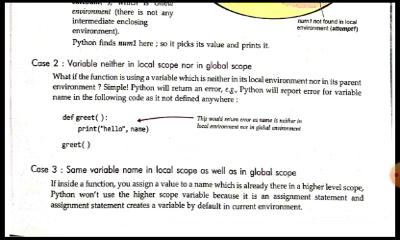Okay, then the case 3 is what? Same variable name is in the local scope as well as in the global scope. What does it mean? That we are having a variable in the local scope also, and we are also having a variable with the same name in the global scope also. Okay, what will happen now?